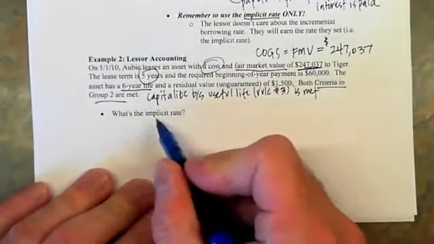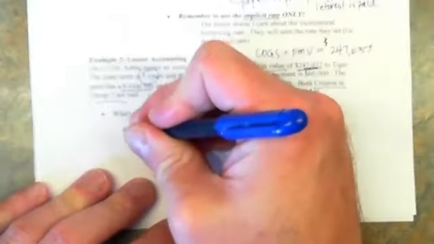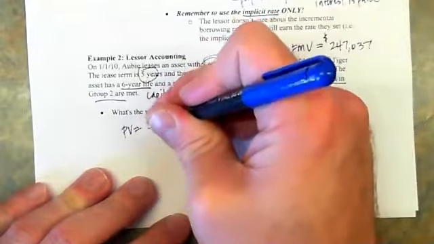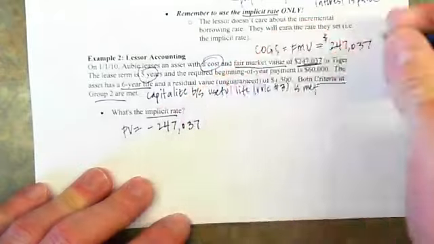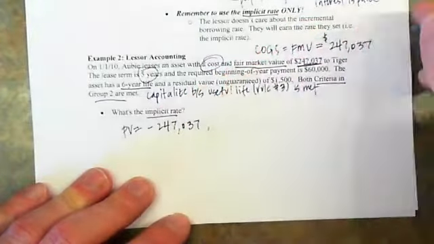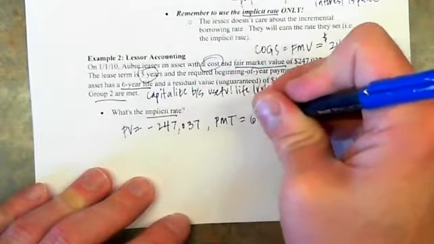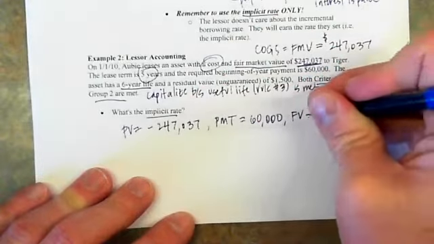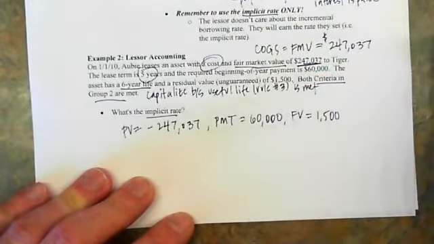So now I ask, what is the implicit rate on the contract? In order to figure out the implicit rate, you have the present value to the lessor. This represents a cash outflow because they're giving up an asset. They're giving up this asset and they expect to receive in return payments of $60,000, an unguaranteed residual value, doesn't matter that it's unguaranteed for the lessor, of $1,500.